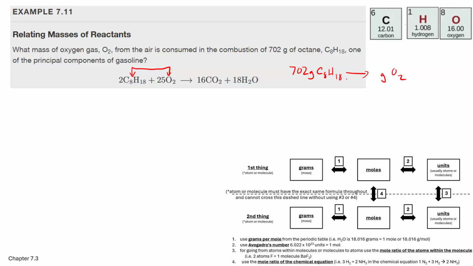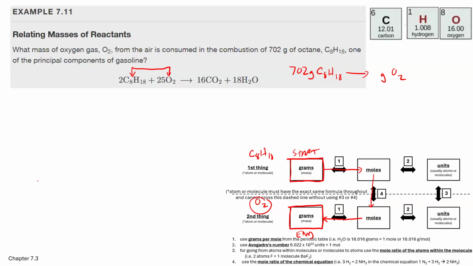All right, let's check it out. Let's label this stuff. C8H18, O2. We're starting off with grams, so I'm going to box this up and say start. We're going to figure out here, because this is grams of O2 at the end. So same thing, cross arrow 1, grams per mole from the periodic table. Cross arrow 4, we're going to use the mole ratio of the chemical equation. And then we're going to go back and cross arrow 1 again, which is the grams per mole from the periodic table, but now specifically for O2.